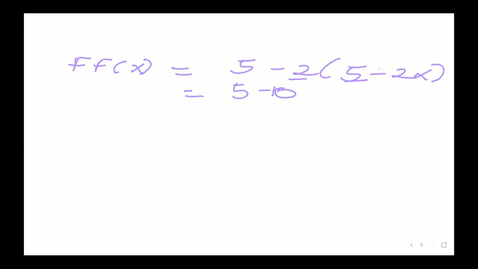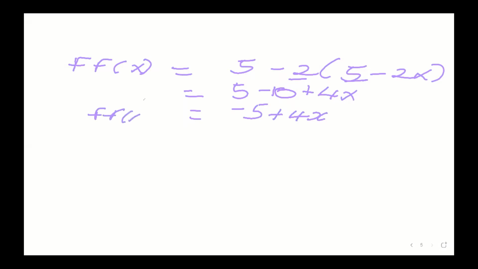And -2 times -2x. Be careful of the signs, because when the signs are the same, you always get a positive. And when the signs are different, you get a negative. So this is -2 times -2x. You have +4, because it's negative and negative. You get +4x. So here you get 5 minus 10. The 5 is positive and 10 is negative. Therefore, you get the answer -5 plus 4x.